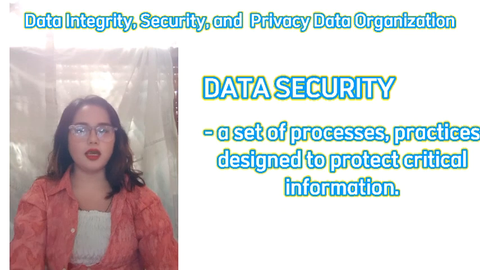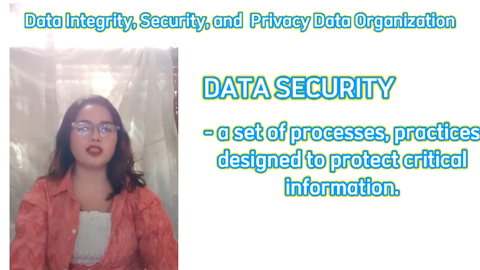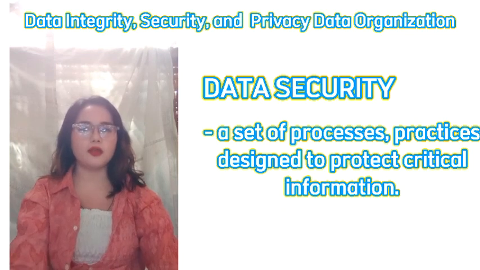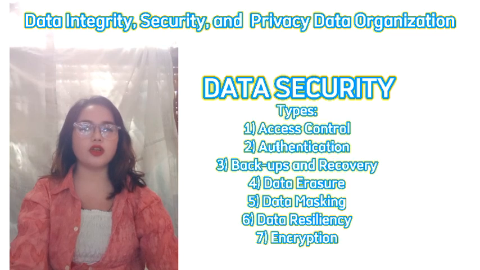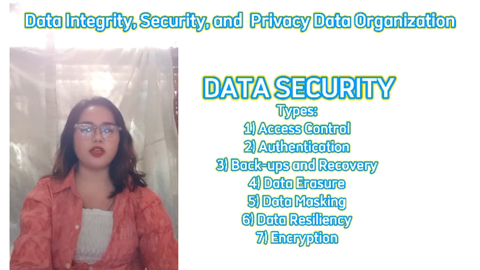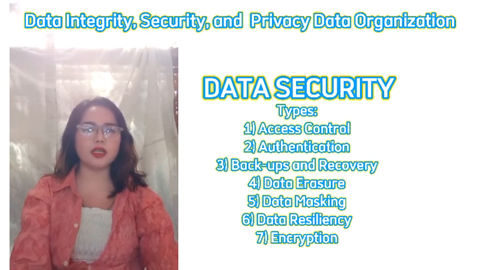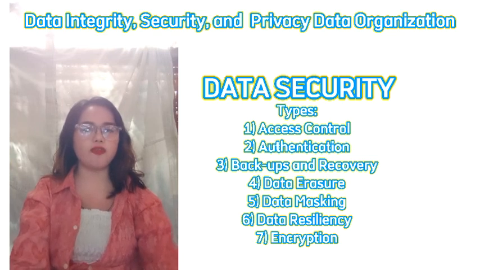Data security is a set of processes and practices designed to protect your critical information technology ecosystem. There are seven types of data security. First, access controls. It measures limiting both physical and digital access to critical systems and data. Second, authentication. It refers specifically to accurately identifying users before they have access to data.